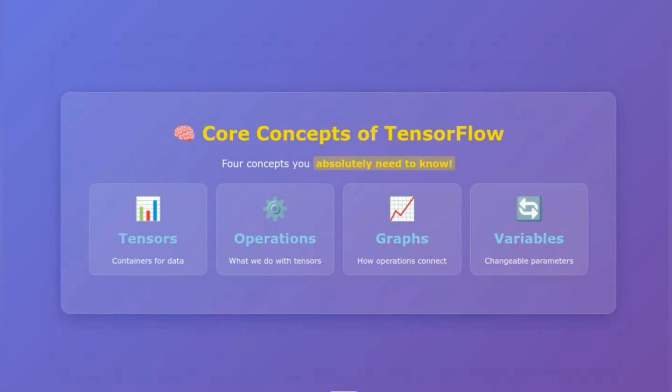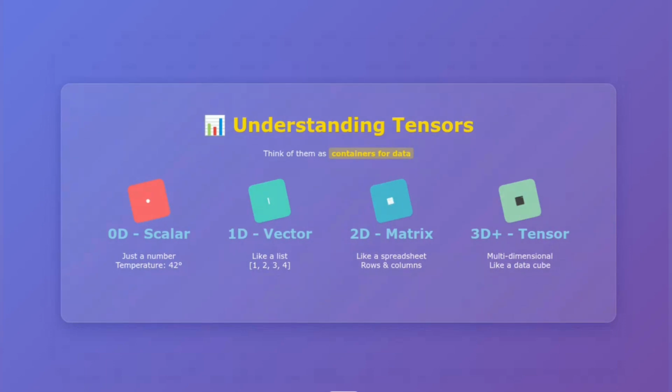Now for the fun part, understanding how TensorFlow thinks. There are 4 core concepts you absolutely need to know. Concept 1. Tensors. First up, tensors. Think of them as containers for data. 0D tensor equals scalar, just a number. 1D tensor equals vector, like a list of numbers. 2D tensor equals matrix, like a spreadsheet. 3D plus tensor is multi-dimensional arrays, like a cube of data.